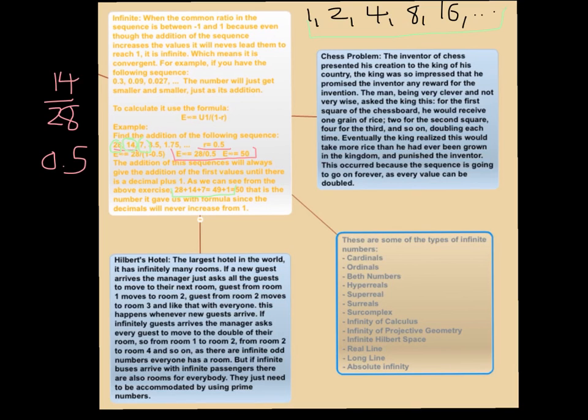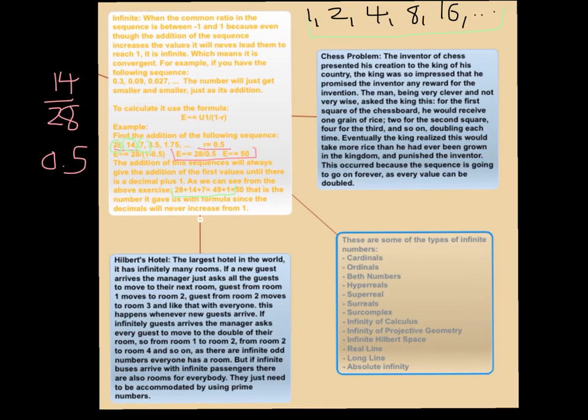But what happens if infinite buses arrive with infinite passengers? There will also be rooms for everybody. They just need to be accommodated by using prime numbers. So we will just eliminate the prime numbers, leave all the guests that are in a prime room, and then accommodate them in the other rooms. So basically, this just makes infinite geometry.